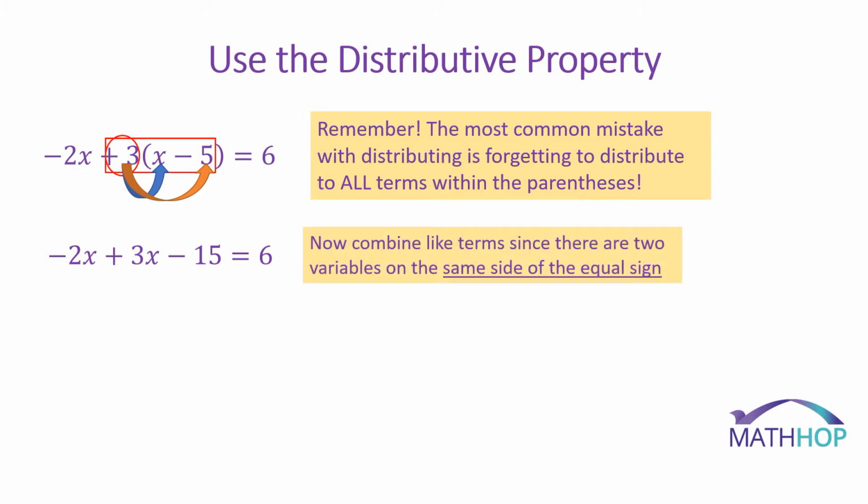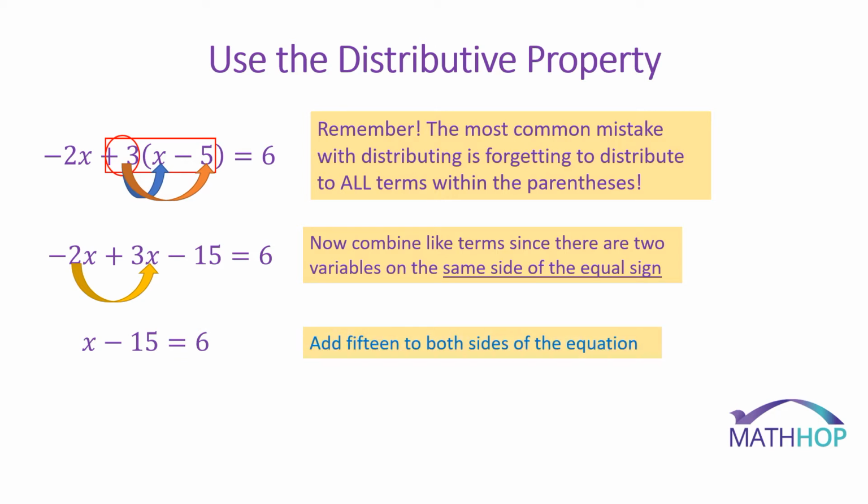Remember, anytime you have 2 or more variables on one side of the equal sign, so one side of the equation, you've got to combine like terms. See this equal sign here? This is the great divider. Everything to the left of this is equal to everything on the right of this. So these can get combined. When we do that, negative 2x plus 3x is x, minus 15 equals 6.